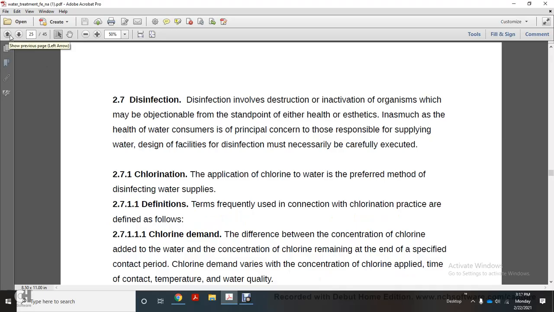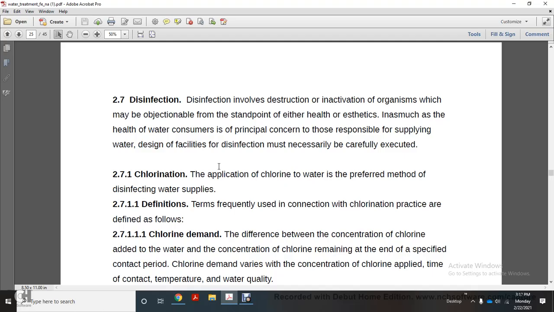All right, disinfection. Disinfection involves the destruction and inactivation of organisms which may be objectionable from the standpoint of health and aesthetics. Inasmuch as the health of the people who consume the water is the principal concern of those responsible for supplying it, the design of disinfection facilities must necessarily be carefully executed. Chlorination, the application of chlorine to water, is the preferred method for disinfecting water supplies.